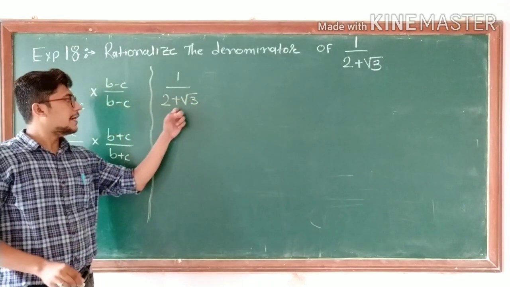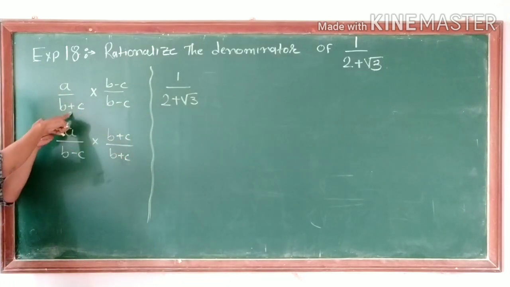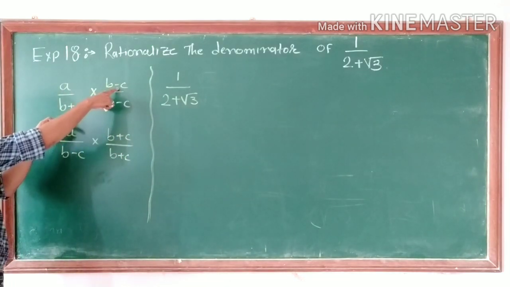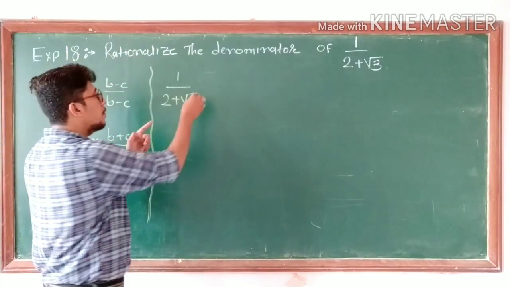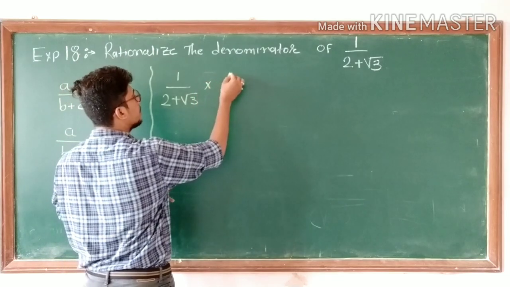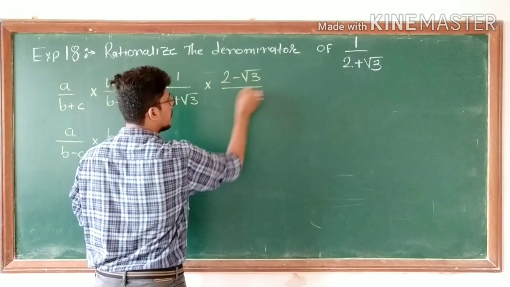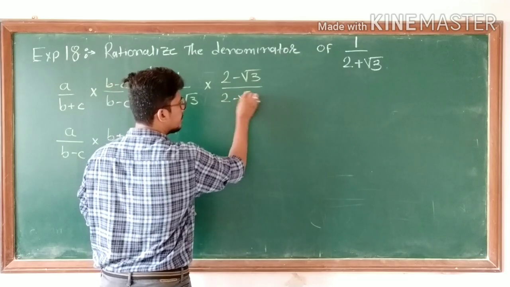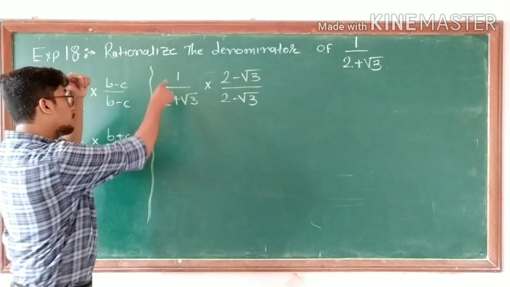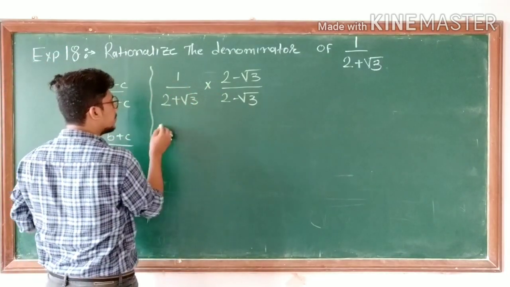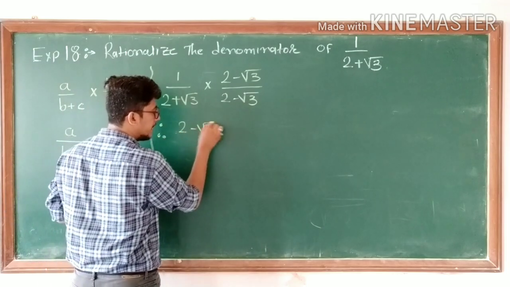So now, since we have the given value 1 upon 2 plus root 3, and since the addition sign has been used, what do we have to do? We have to choose the minus sign and multiply and divide with 2 minus root 3. Now 1 into 2 minus root 3, can we write it as 2 minus root 3 itself?